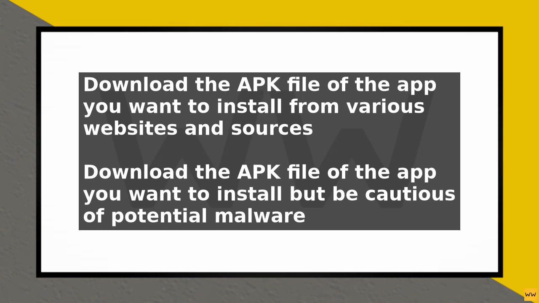Another method to install incompatible apps is by using an Android emulator. An emulator allows you to run a virtual Android device on your computer, which can be used to install and run apps that are not compatible with your physical device.